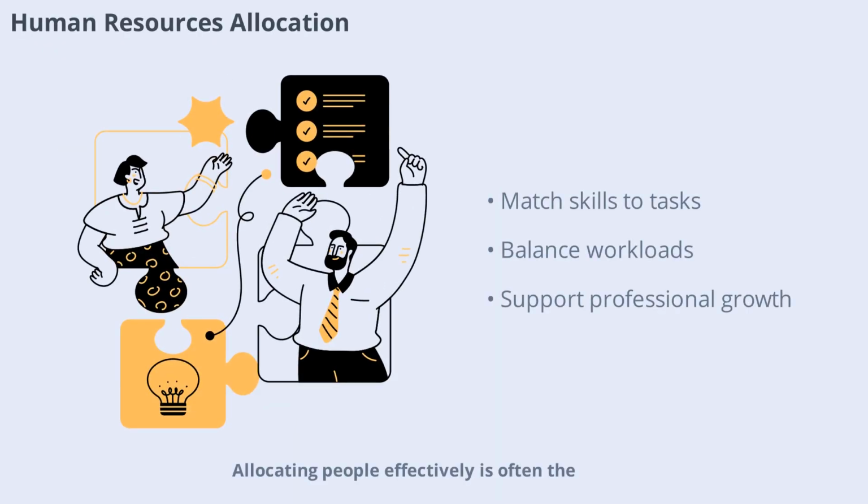Allocating people effectively is often the most challenging part of resource management. Consider each person's skills, experience, and workload when assigning tasks. Make sure to balance workloads and provide opportunities for growth. Good human resource allocation boosts morale and productivity.